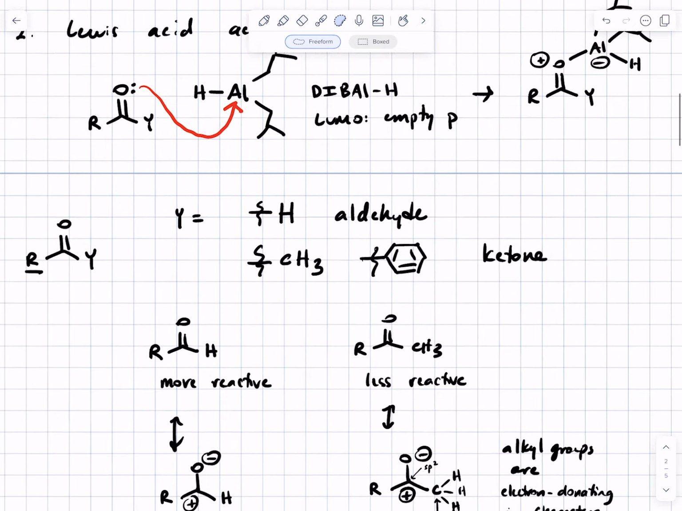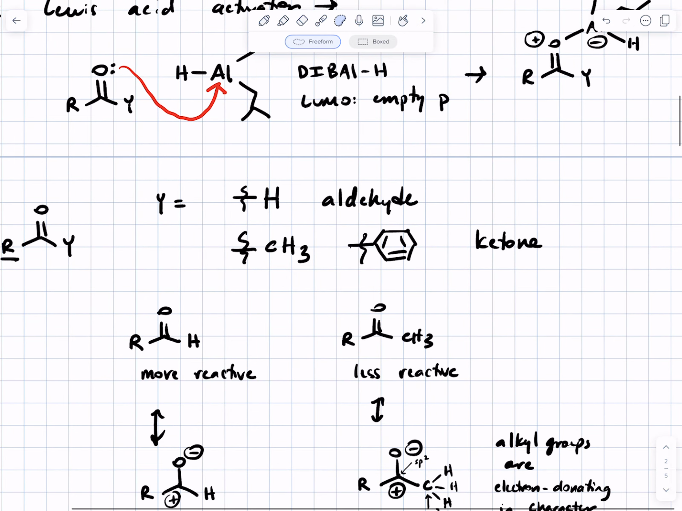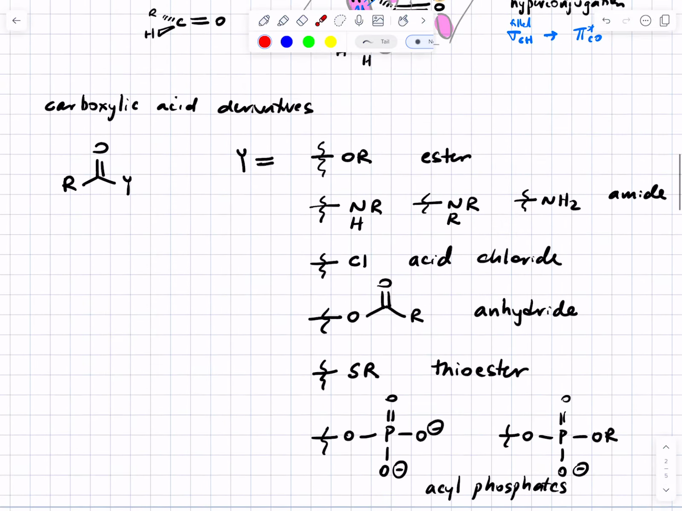We have ketones and aldehydes. Those aren't good leaving groups. H minus, CH3 minus, terrible leaving groups. Conjugate acid pKa's of 35 or above. So we don't expect them to leave.